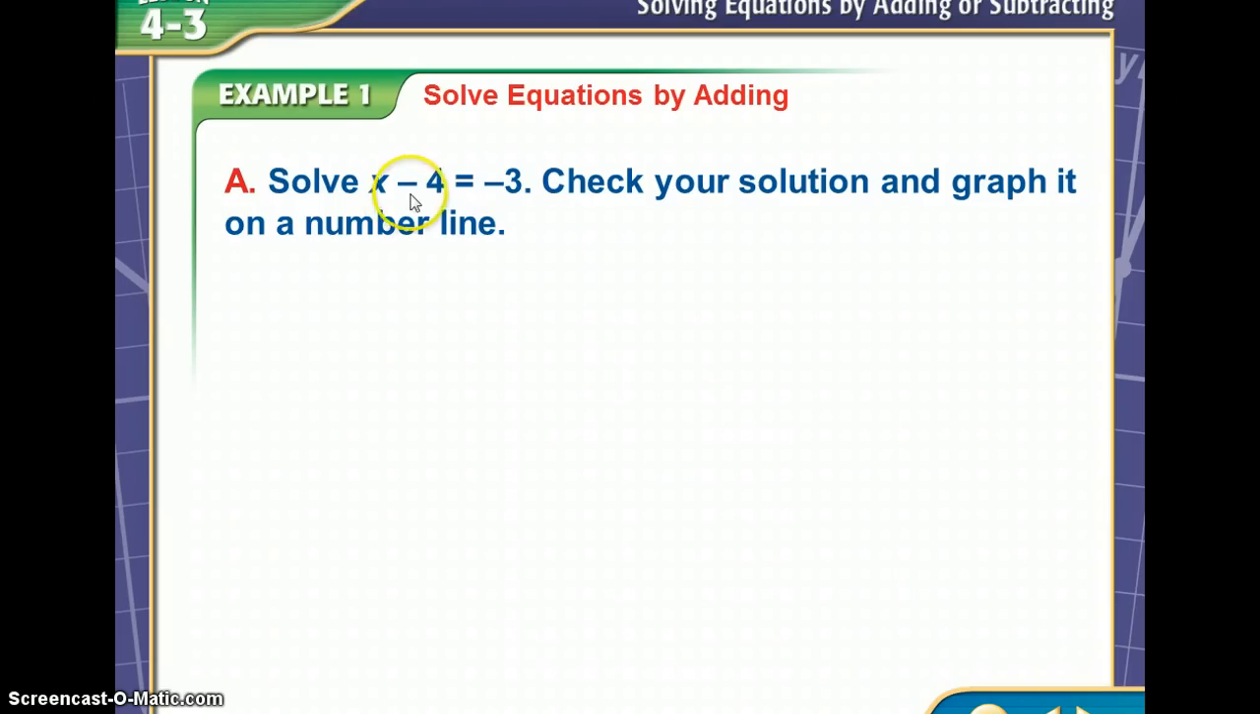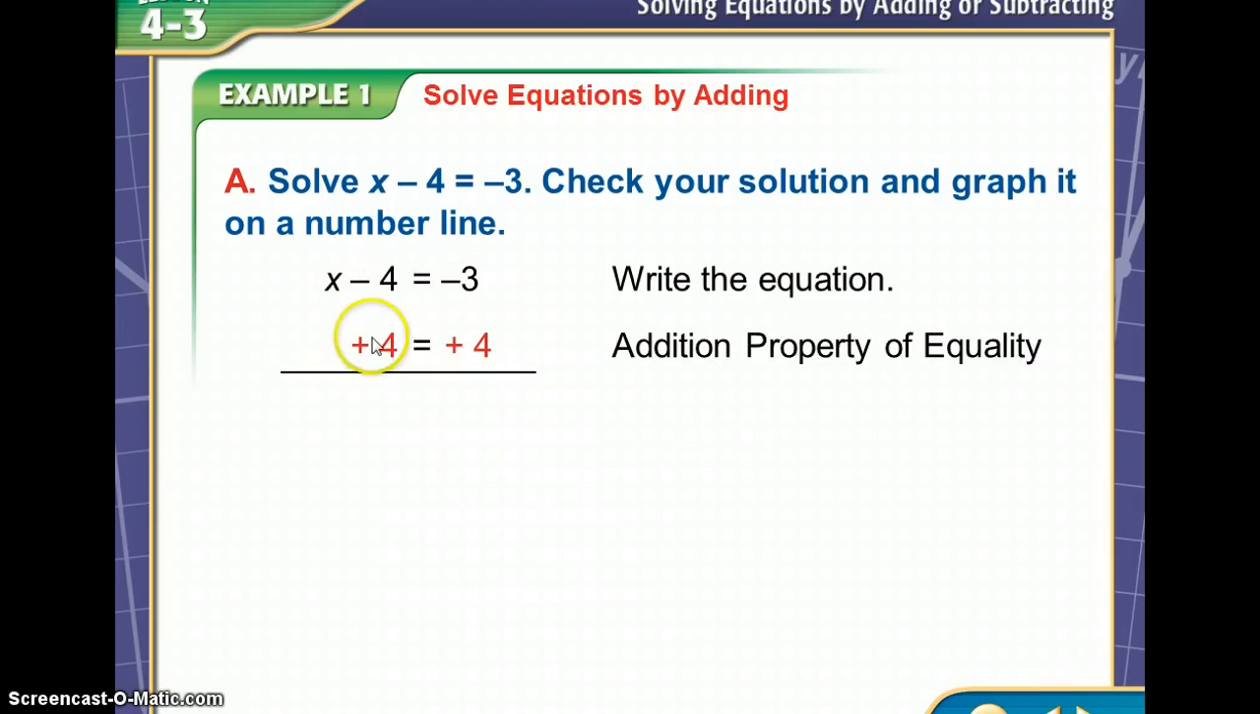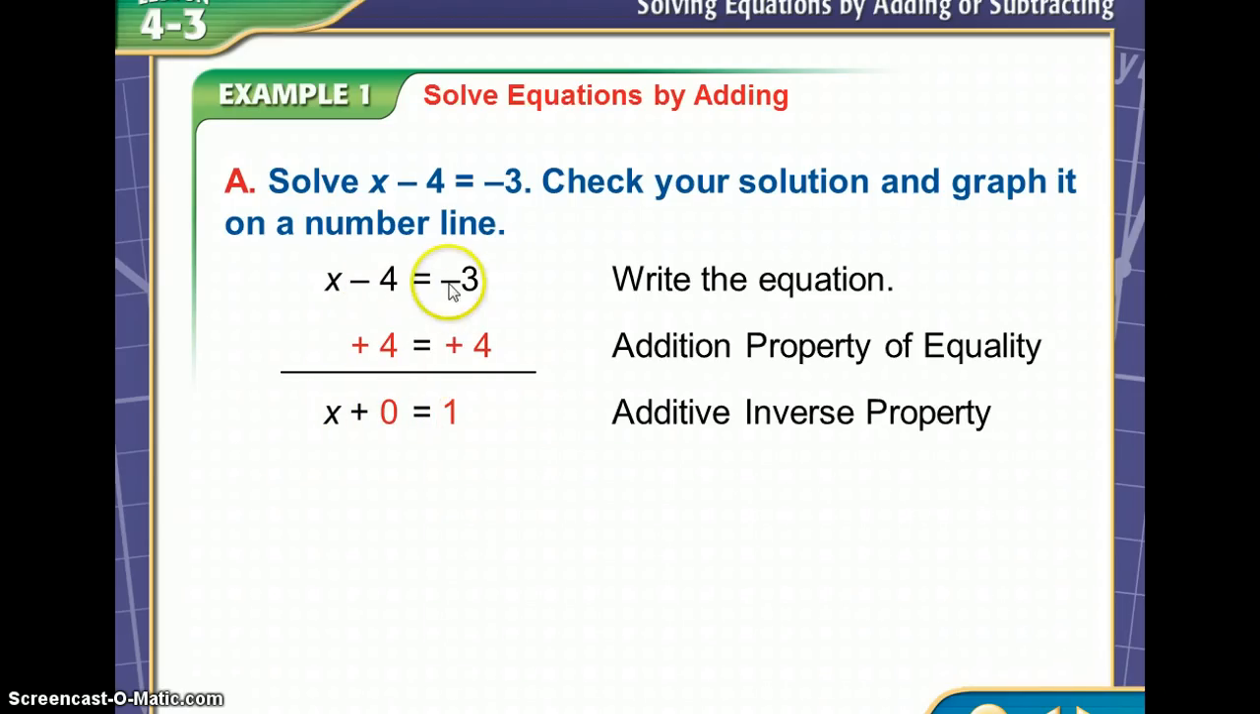Okay, we're going to solve x minus 4 equals negative 3. First off, start by writing the equation out. We are going to add 4 to both sides because it is the operation that is its opposite. Since it's minus 4, the additive inverse, or the inverse operation, if you will, is plus 4. Add it to both sides. You get x plus 0. You can see where the 0 is coming from. And over here you have negative 3 plus 4, which is a positive 1. So the answer then is x equals 1.